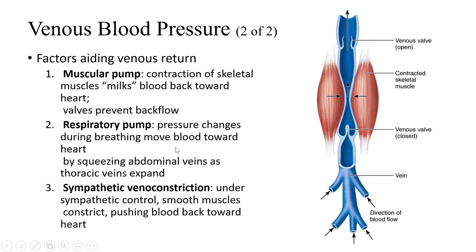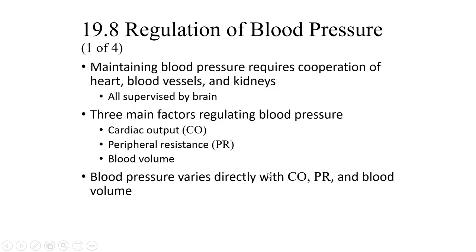Now, the respiratory pump. The pressure changes during our breathing. So even if we're not really moving, because we are moving our diaphragm, which is a muscle, the pressure changes during the breathing move the blood towards the heart by squeezing the abdominal veins as the thoracic veins expand. Then you also have sympathetic venoconstriction, which is if we are under sympathetic control, the smooth muscle will constrict. And as the smooth muscle constricts, it pushes blood back towards the heart.